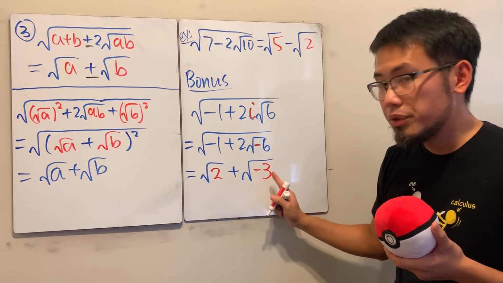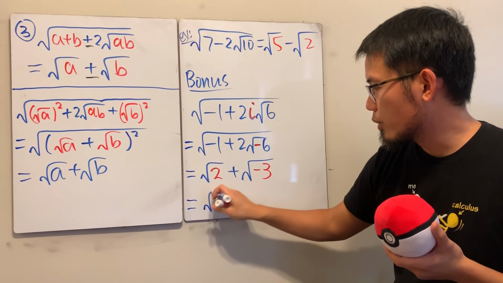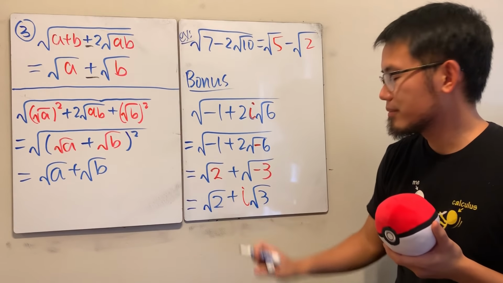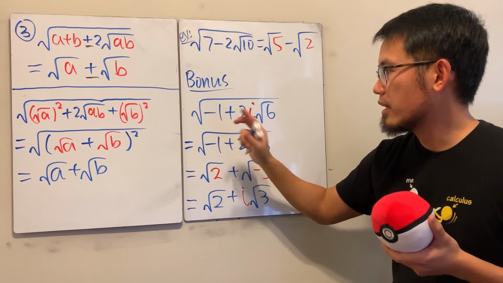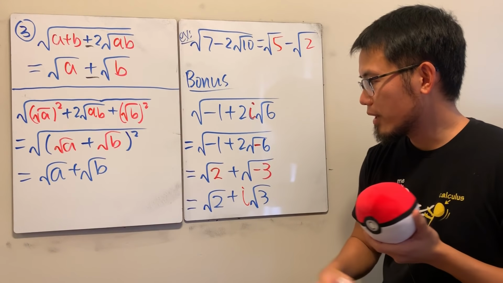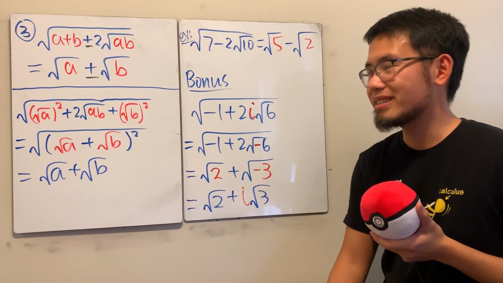But negative 3 in the square root will give you a complex number. So the final answer is the square root of 2 plus i square root of 3. And one more time, I'm just taking the positive square root of this, the principal square root. So I just have 1 square root. If you want to find all the square roots, you can just put a plus minus in the front, but I'll leave that to you guys.